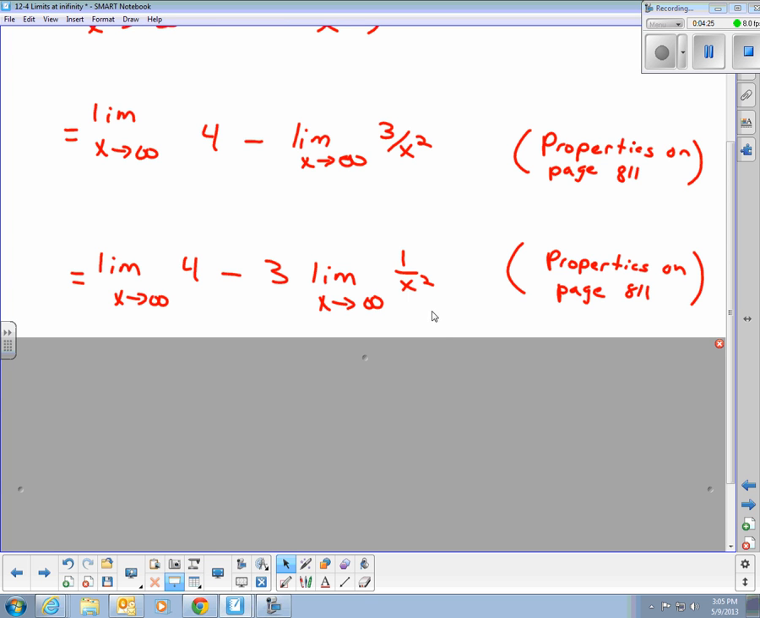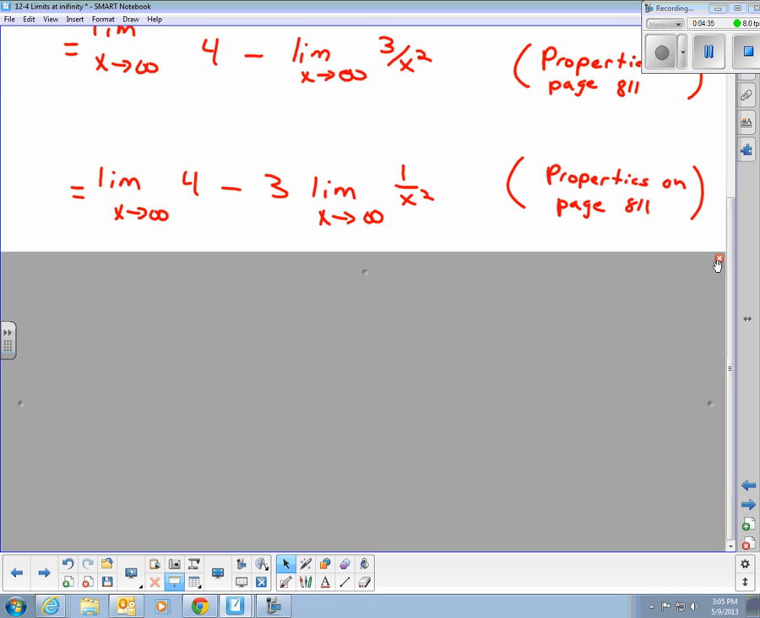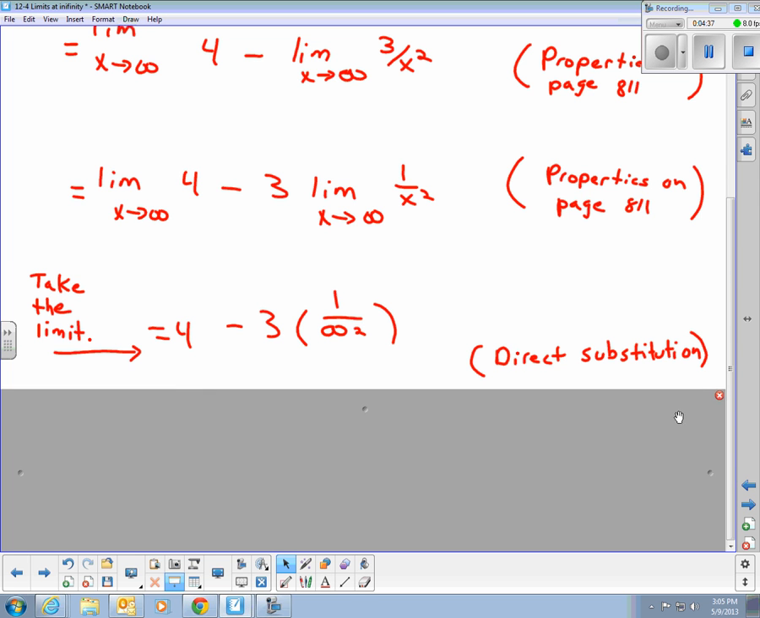Our main concern is the part with the x in it because that's where our direct substitution happens. Now our next step is to take the limit. So as we take the limit using direct substitution, we have the limit as x goes to infinity of 4. Since there's no variable, it's simply 4. It's the constant. It doesn't change. Minus 3 times. Now as I take the limit of this piece, we have 1 over infinity squared.